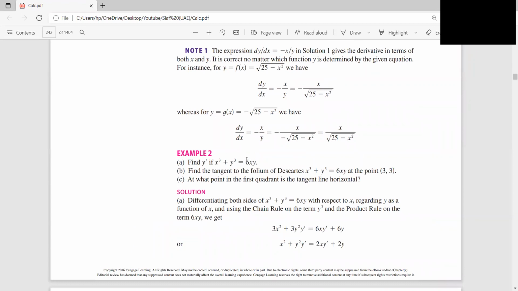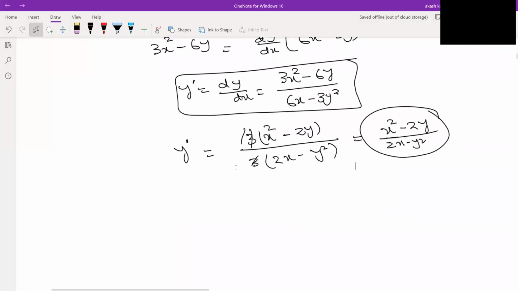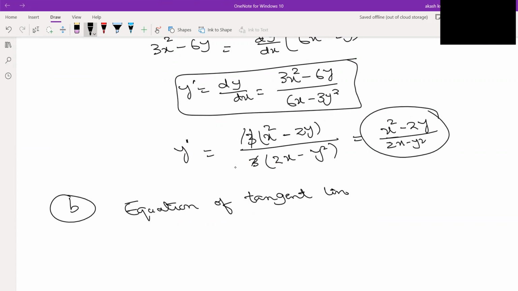Okay, the question was, we have done part A. And in part B, it's asking that we have to find the tangent to the folium of Descartes x cubed plus y cubed is equal to 6xy at the point 3, 3. We have to find the equation of the tangent line at the point 3, 3.